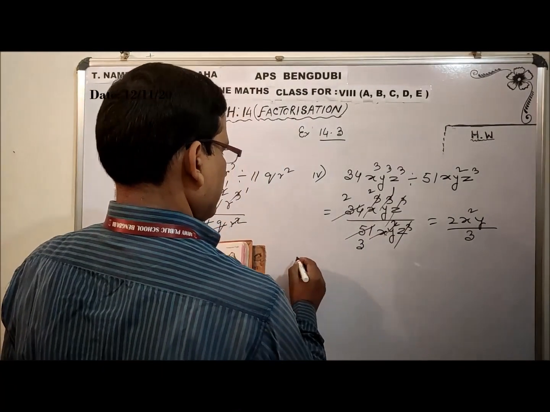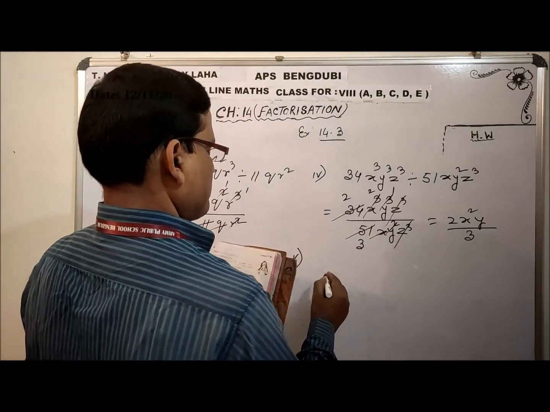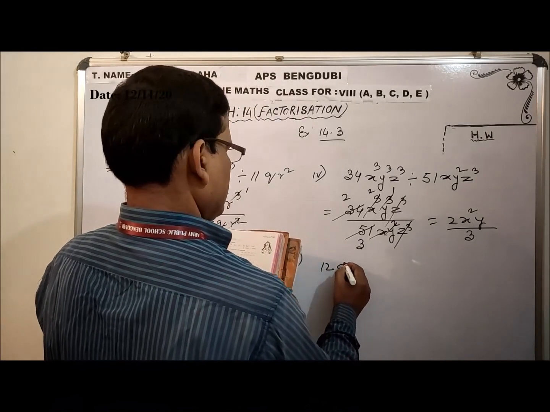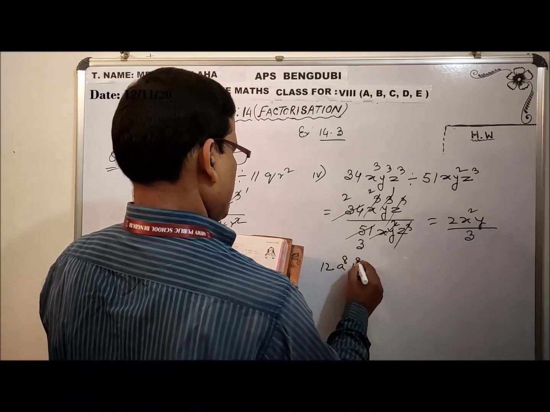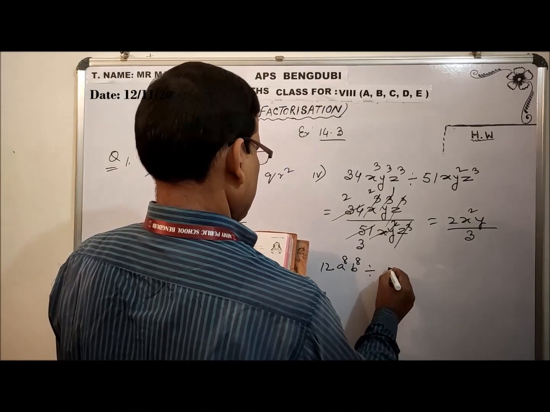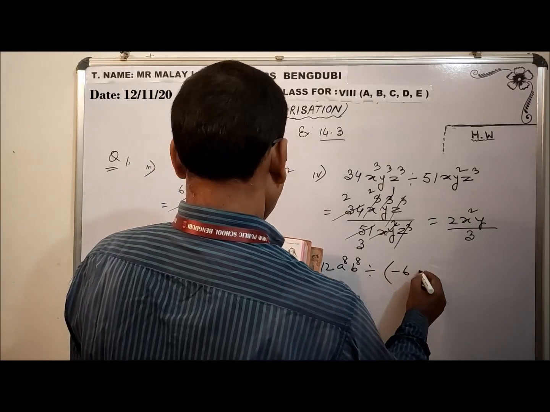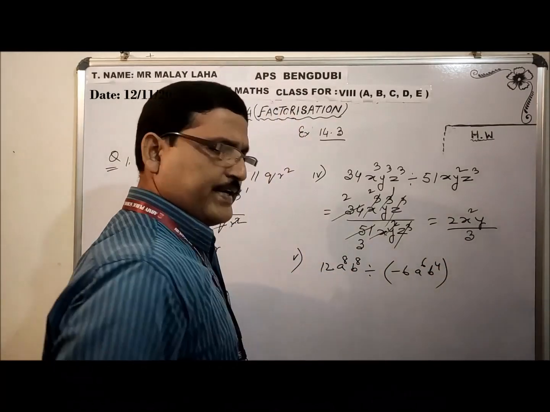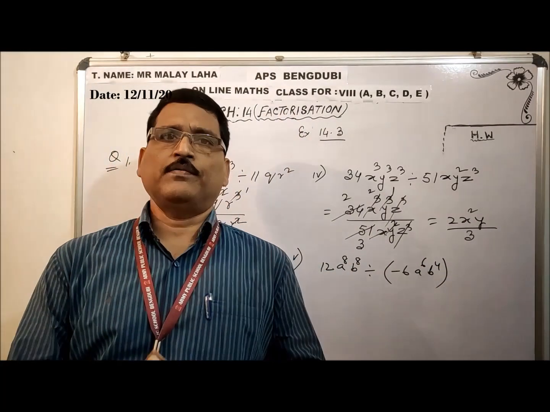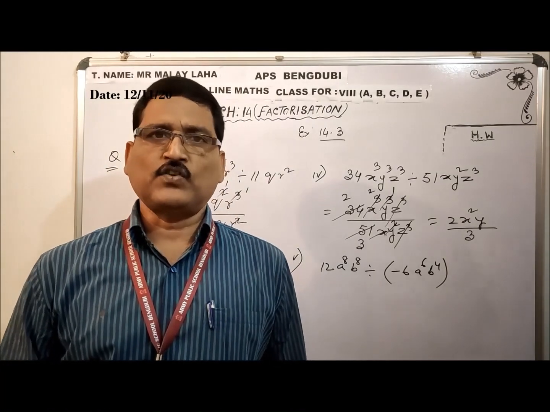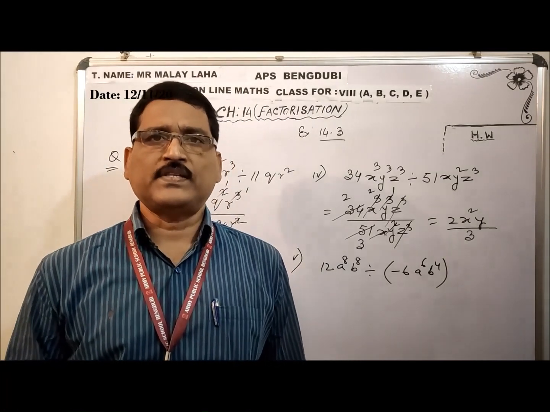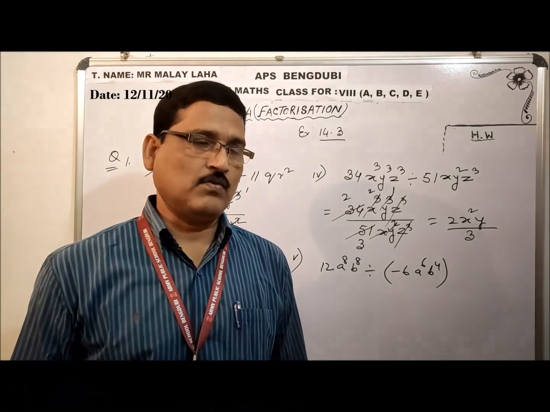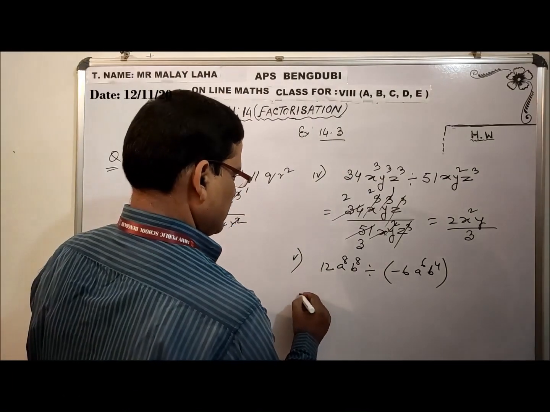Now, next one is 5. 12 a raised to 8 b raised to 8 divided by minus 6 a raised to 6 b raised to 4. So, a negative number may be in the denominator or may be in the numerator. But after solving, the answer's negative sign will always be on the numerator, as I told you in the rational number case. Okay. So, let me first write it down here.